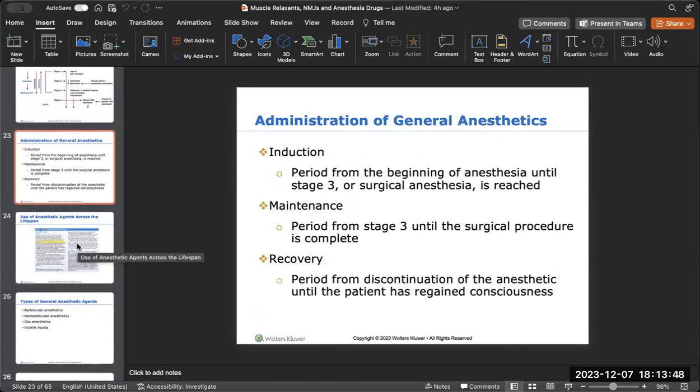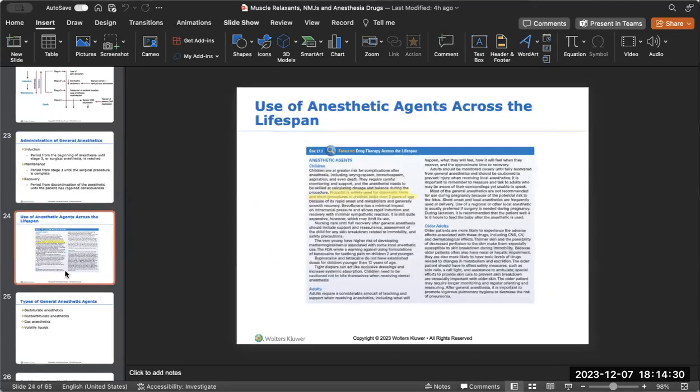So basically, some ways that we also administer general anesthetics is through this process of induction, maintenance, and recovery. So induction is all the way until stage 3, where we start giving the anesthesia. Maintenance is where we start giving it in stage 3, meaning to keep the anesthesia in the patient's body so that they can stay in this loss of environmental stimuli, so they're not knowing what's going on. They stay in that sort of feeling until the surgery is complete. Once it's complete, they'll stop giving the maintenance anesthesia and they'll go into recovery and they'll regain consciousness.